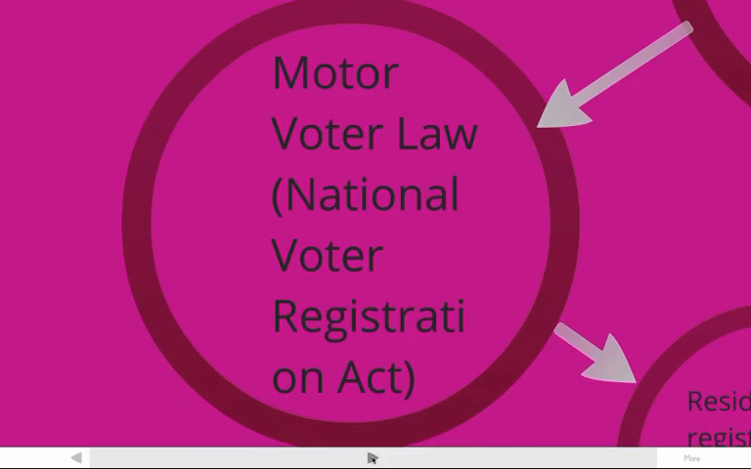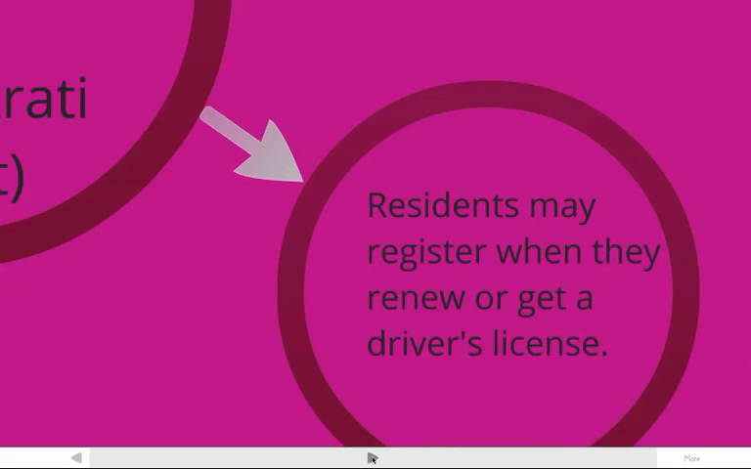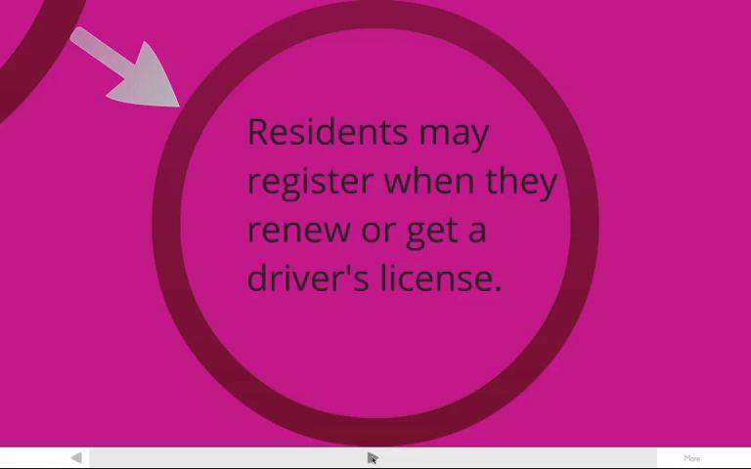Another way to make registering to vote easier is what's called the Motor Voter Law, or it's officially known as the National Voter Registration Act. Now, the Motor Voter Law makes it very easy to register to vote, especially when you move from one state to another. Because what you can do is once you are a resident of that state, and you go to get your driver's license or you go to renew your driver's license, they will automatically register you to vote. And so that makes it really a whole lot easier. You don't even have to do anything except to renew your driver's license.